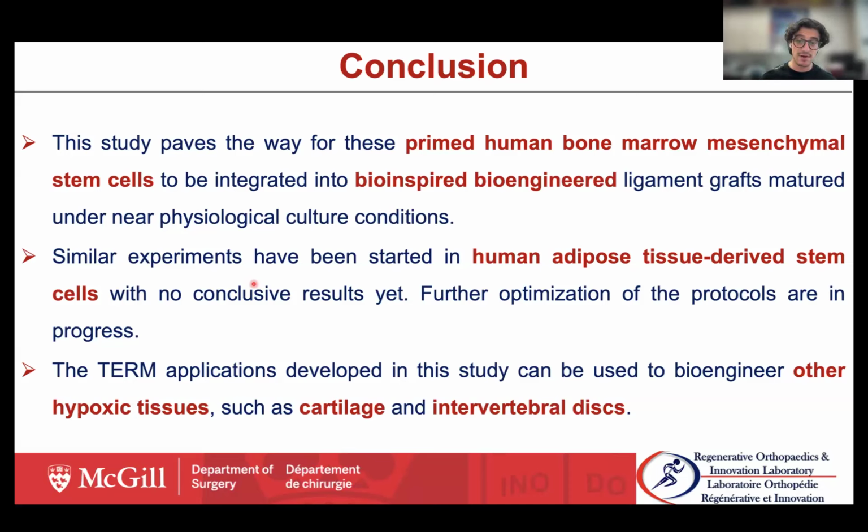We're also starting experiments on human adipose tissue-derived stem cells, which are another source of stem cells that is used in ligament tissue engineering and that could be more readily available. And we're further optimizing our protocols for this application. Also, tissue engineering applications developed in this study can be used to bioengineer any other hypoxic tissue, such as cartilage and intervertebral discs, or for any other application of any tissue that one can imagine.